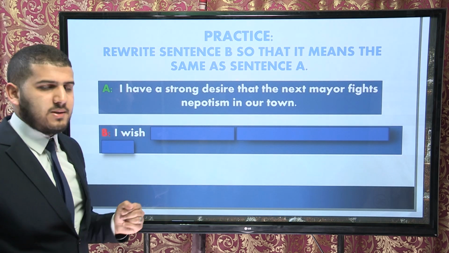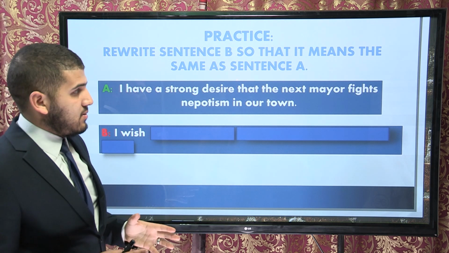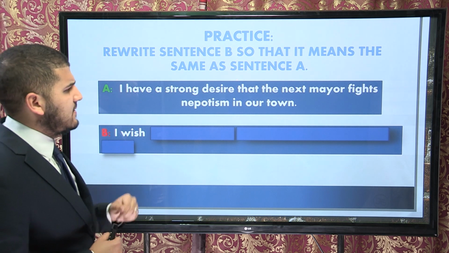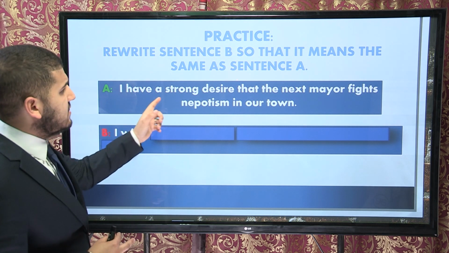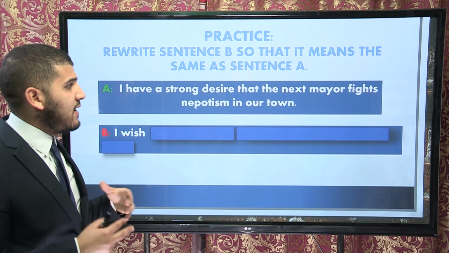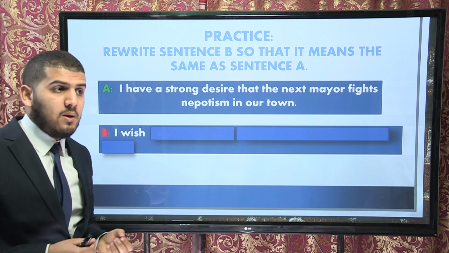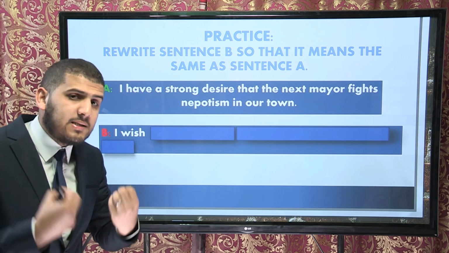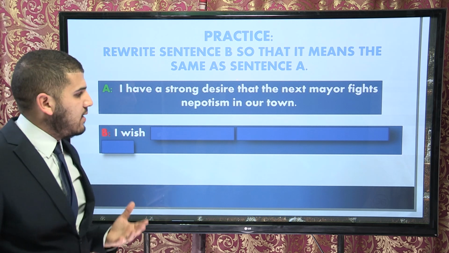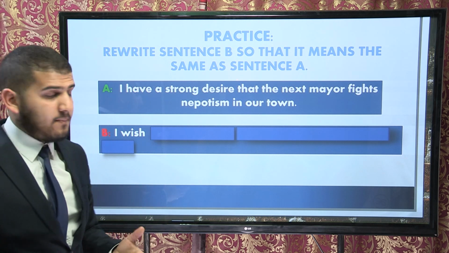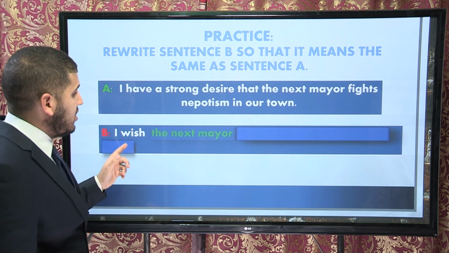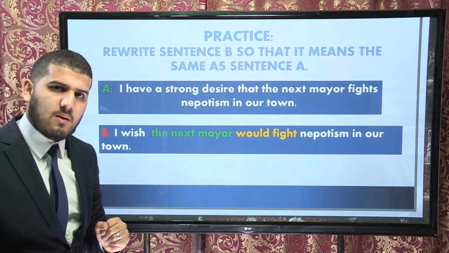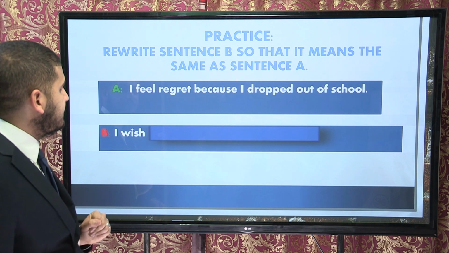I have a strong desire that the next mayor fights nepotism in our town. So what is the tense of this statement? So this is actually a desire for change. The speaker wants to change something in the near future. Therefore, this is expressing wish in the future. So he would say, I wish the next mayor would fight nepotism in our town. We move on to the next sentence.